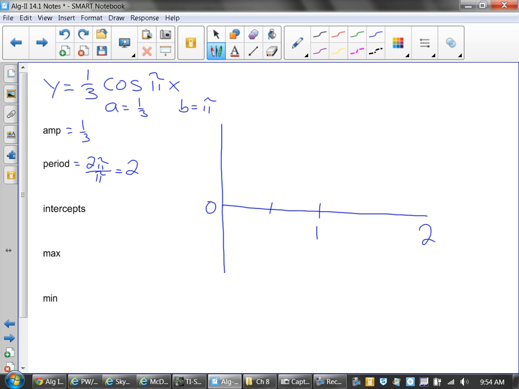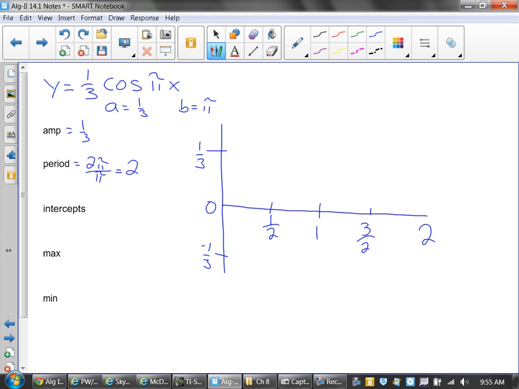Oops. I'm so used to writing it as pi. Are we okay with that? What's the highest value this is going to wind up being? 1/3. What's the lowest value? Okay. So can I just say it's about here at 1/3? Does it have to be perfect? No. I'm just plotting where it looks like it could be.